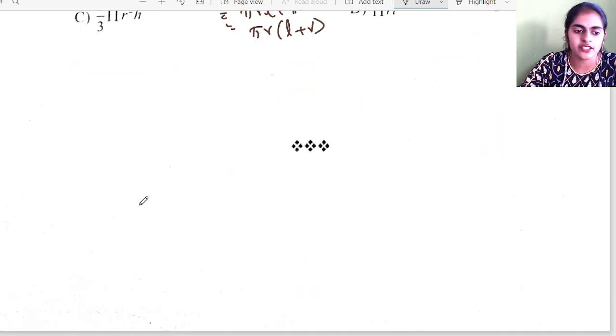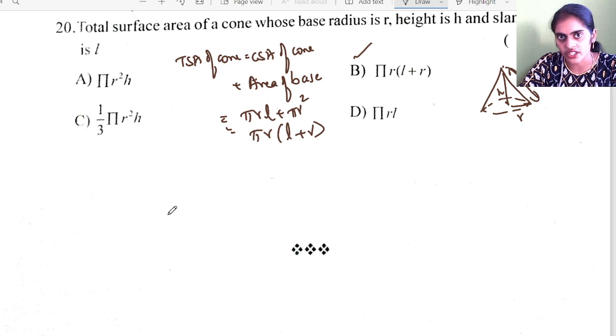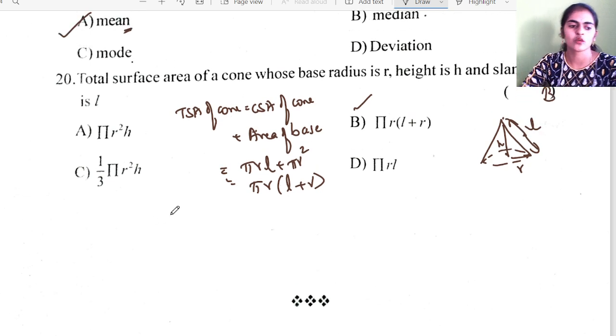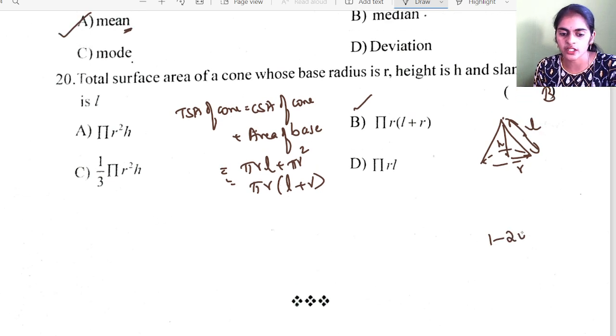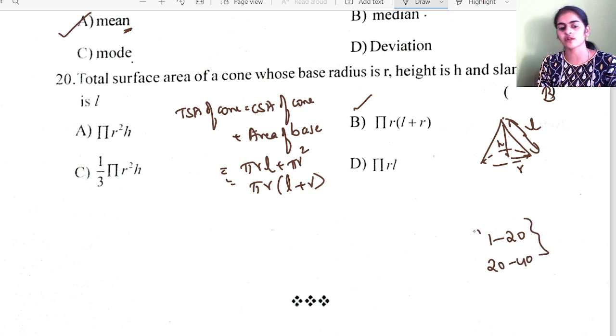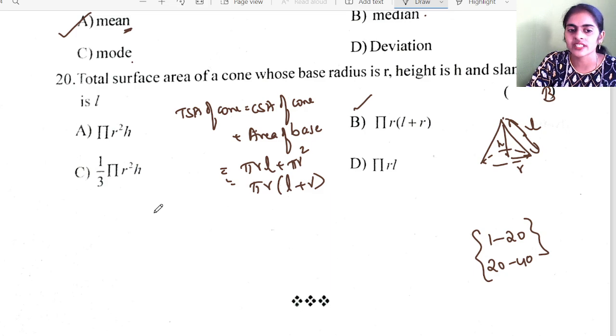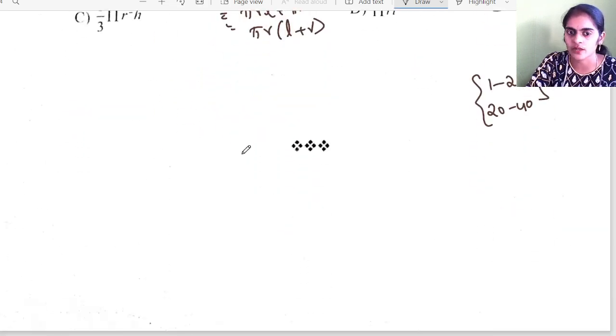Is this clear, everyone? So with this, we have completed 20 questions of the Siddipet paper. In yesterday's class, we completed 1 to 20. Today, we have completed 20 to 40 questions. So in total, 40 questions we have discussed. Please do practice these questions once again.